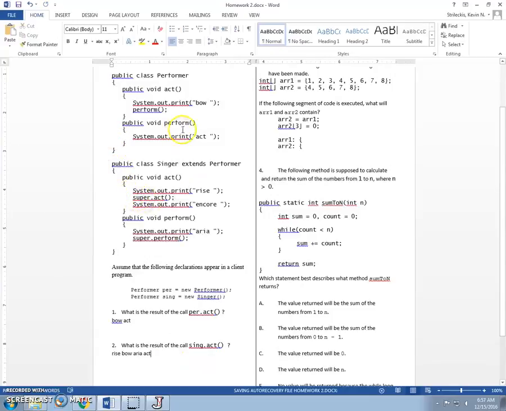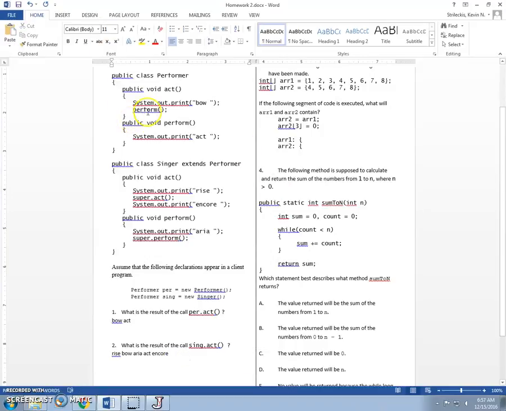Alright, so this act was called by this perform. So it goes back to here, and then that one's finished. This perform was called by this act, which is now finished. And it was called by here. So now we're at here, finally, with encore. And there we are. So that's what ends up happening. That's what those results do.